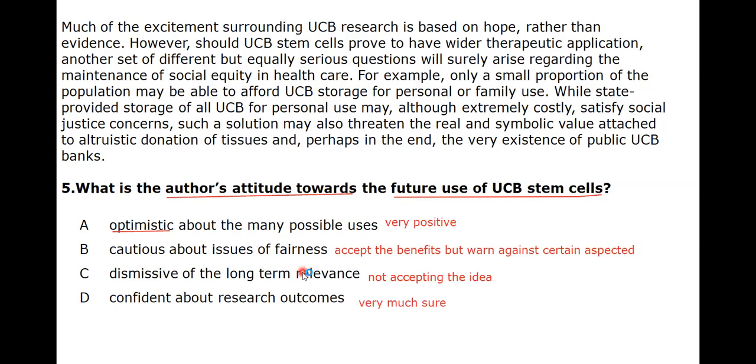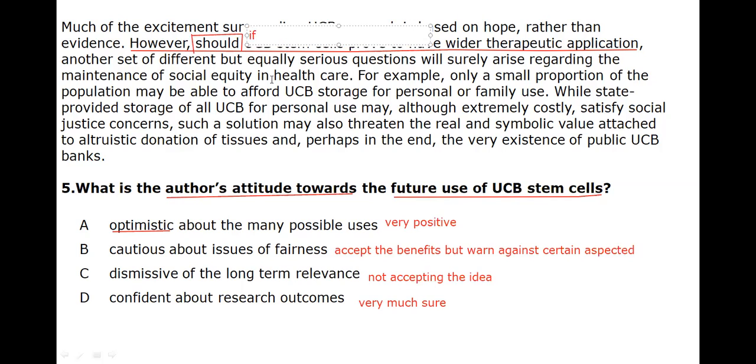Okay, yeah, that's great. B is the correct answer here because the writer does accept that, however, should UCB stem cells prove to have wider therapeutic application. So here should is a conditional statement, just like if. Should you have any queries, please contact us. Just like if you have any queries.